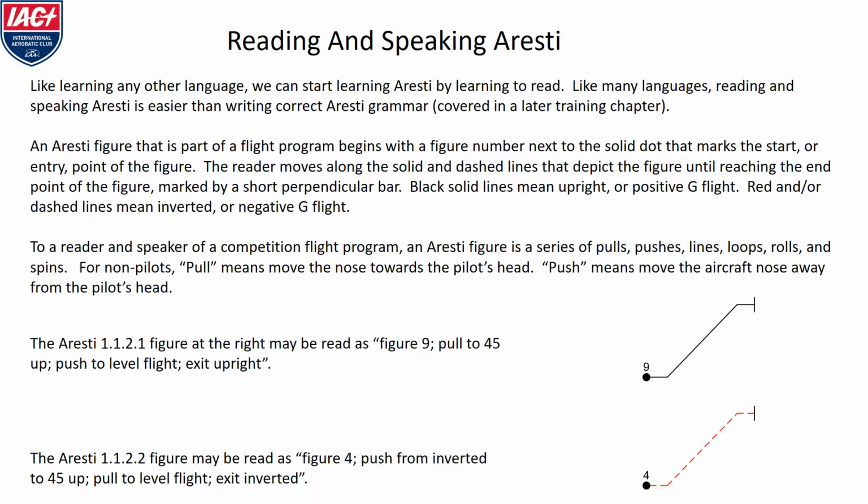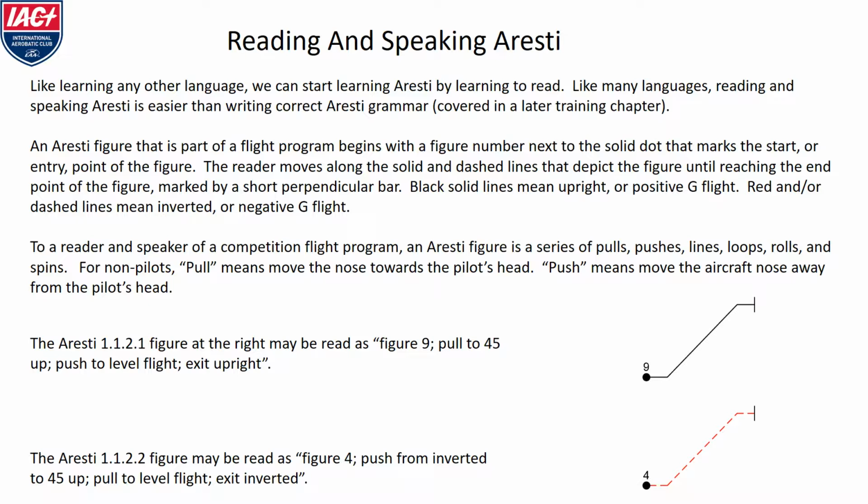An Aresti figure that is part of a flight program begins with a figure number next to the solid dot that marks the start or entry point of the figure. The reader moves along the solid and dashed lines that depict the figure until reaching the end point of the figure, marked by a short perpendicular bar.